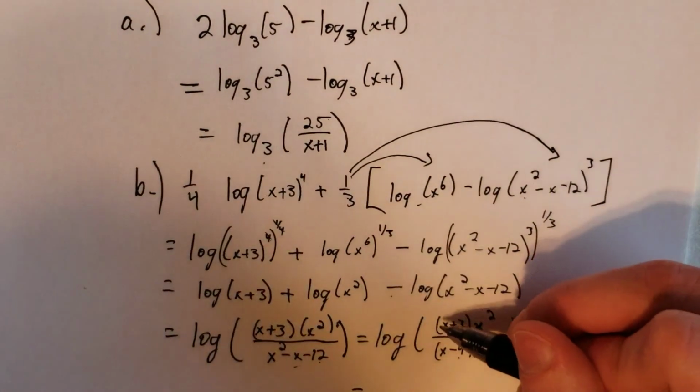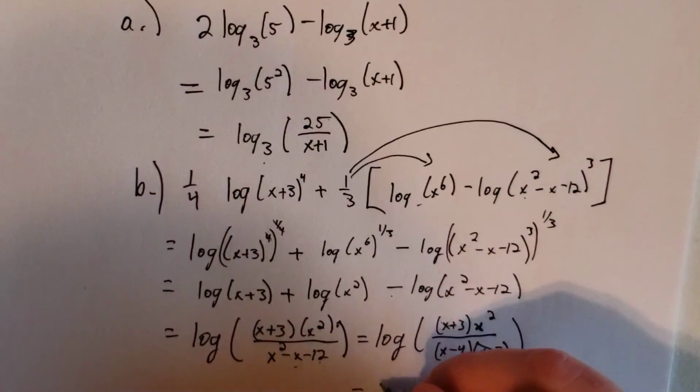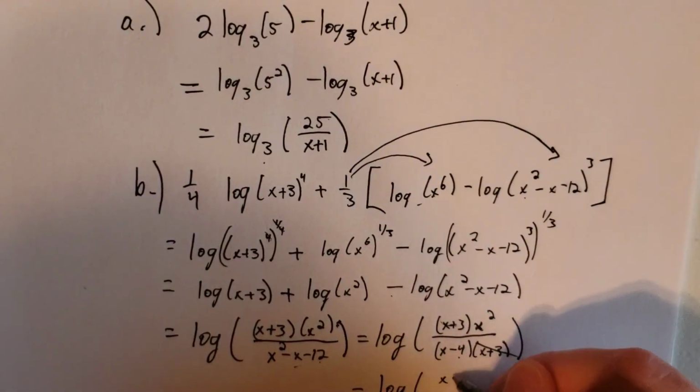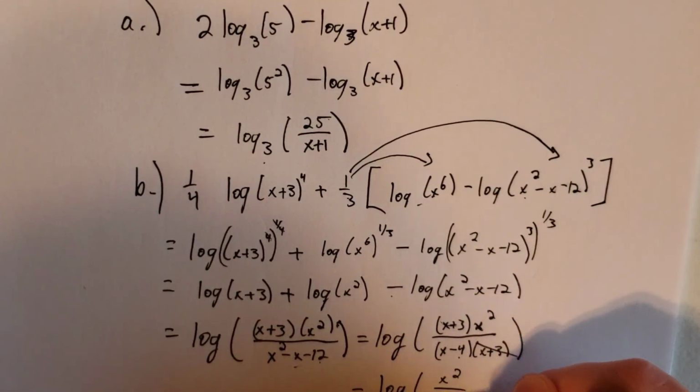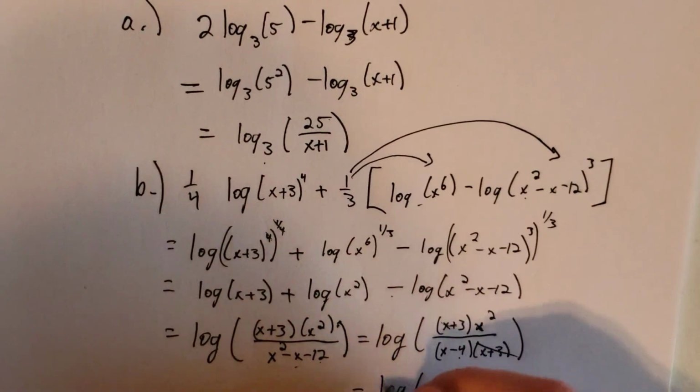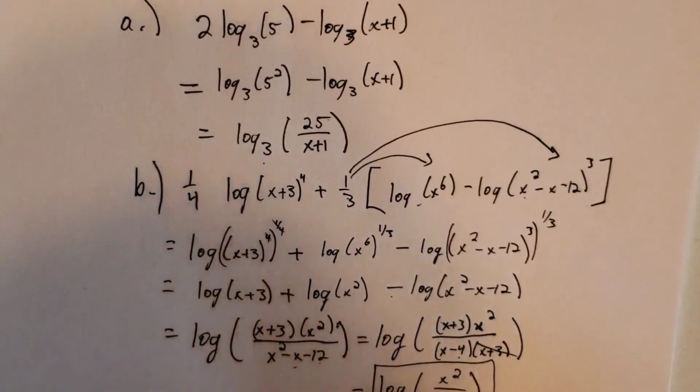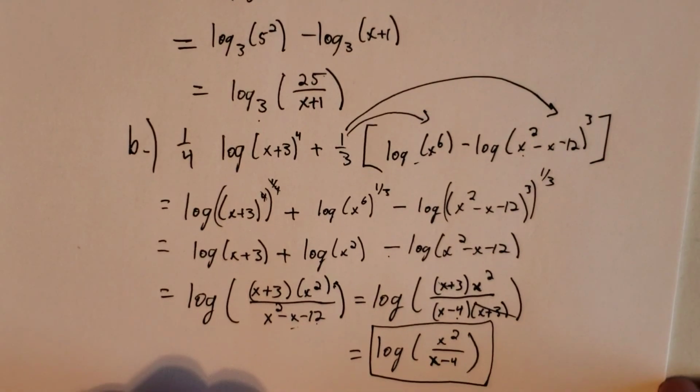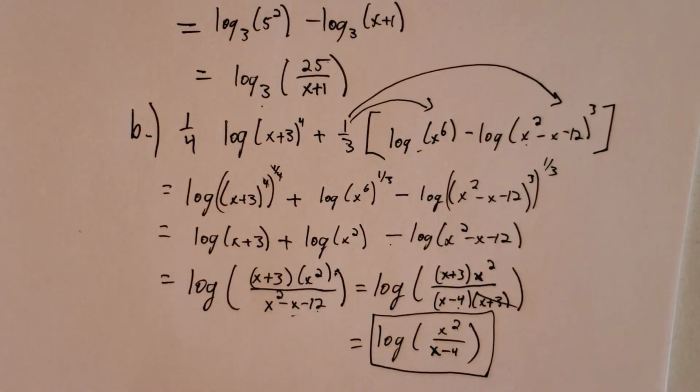So we notice that the x plus 3's can cancel. So in fact, this is log of x squared all over x minus 4. And we have combined the expression to simplify it. And that's it for this section.